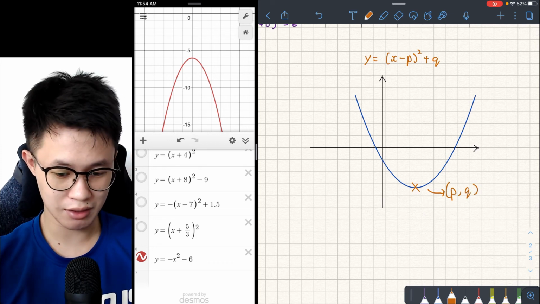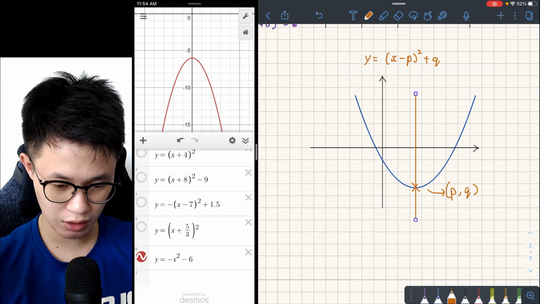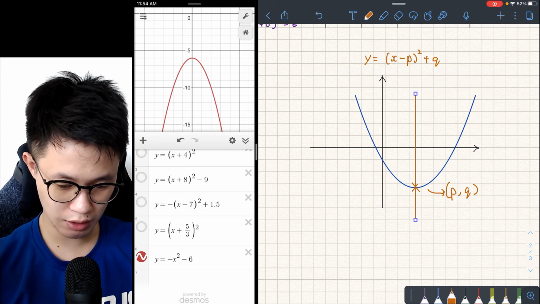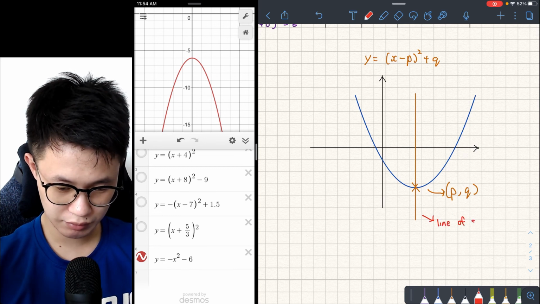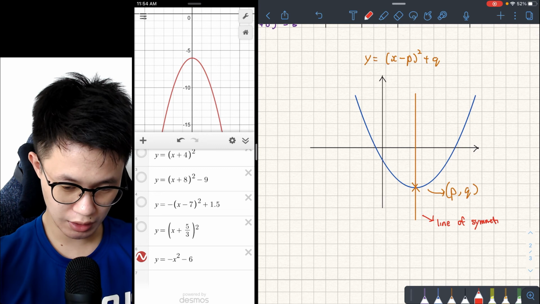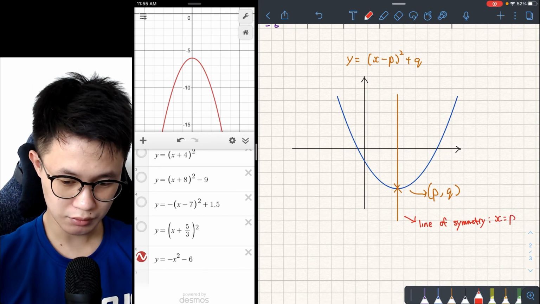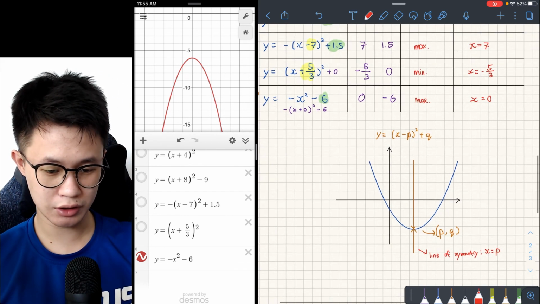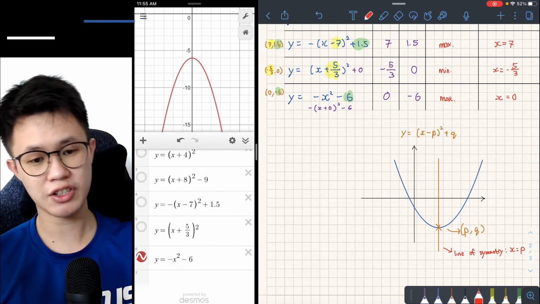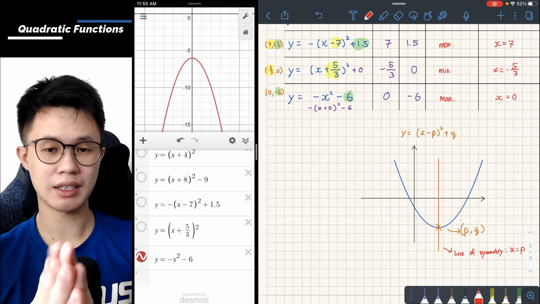Yeah, that's all. Let me draw the line of symmetry. Hopefully it looks okay. So this is the line of symmetry. The line of symmetry is simply x equals p, regardless of anything. That's all we have for functions in this form of (x minus p) squared plus q. Thank you.